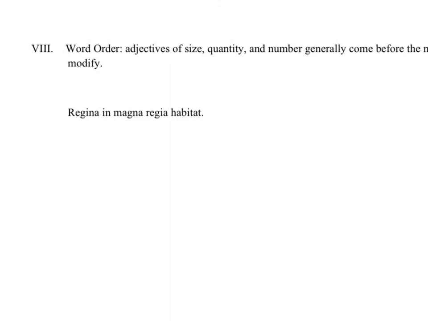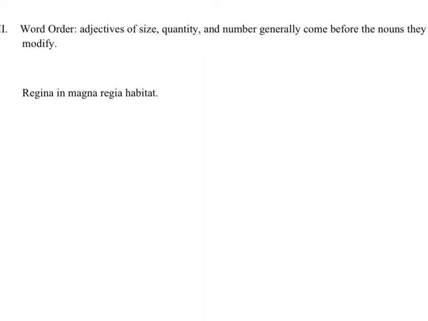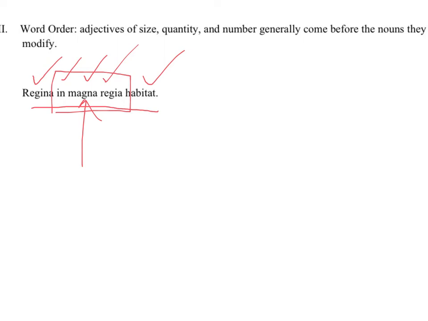One last point about word order. The book points out to you that adjectives of size and quantity and number, anything that describes the size of something, the quantity of something, or the number, generally come before the noun that they modify. So look at the example in the book. It says, Regina in magna regia habitat. The queen lives, here's your prepositional phrase, in a great palace. Note that the noun is preceded by the adjective of size. Since it's an adjective of size, it comes before the noun that it modifies.